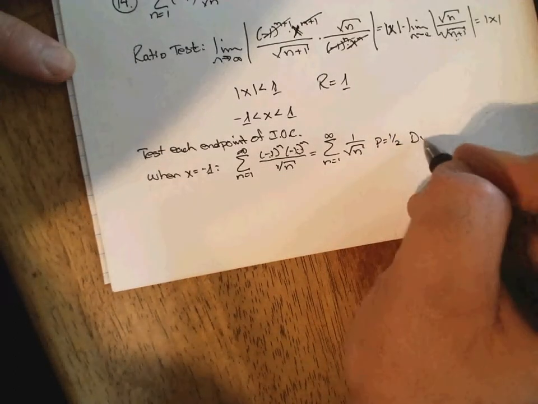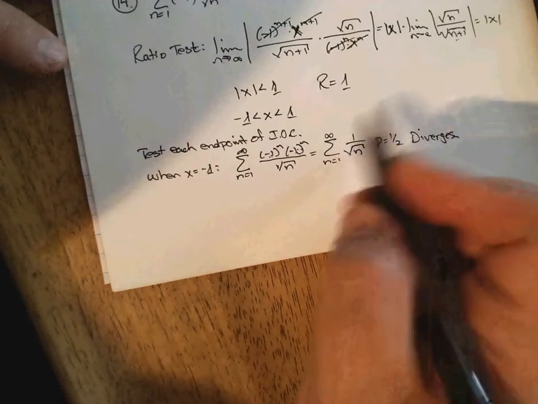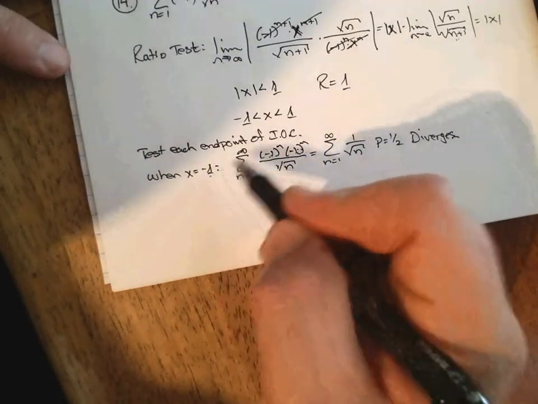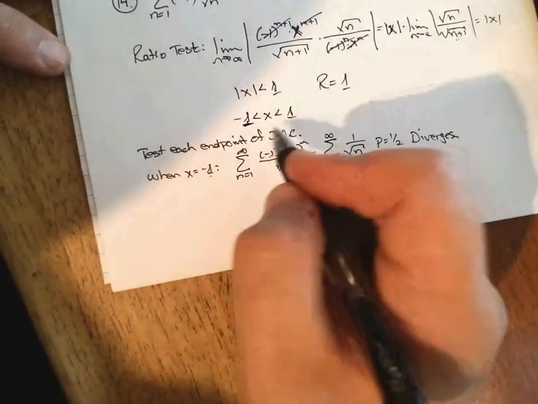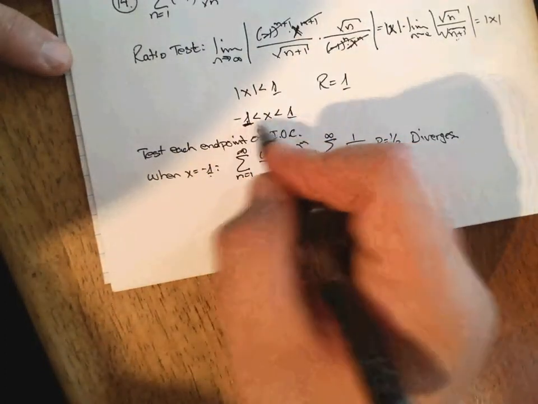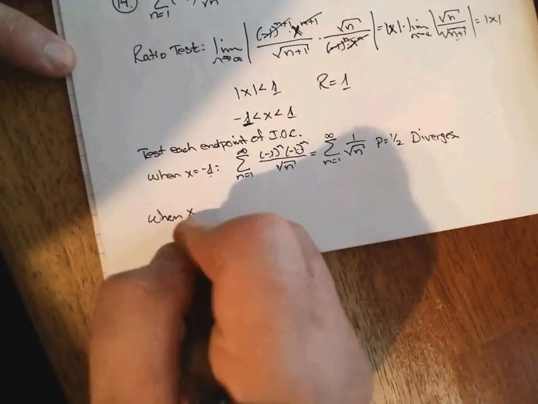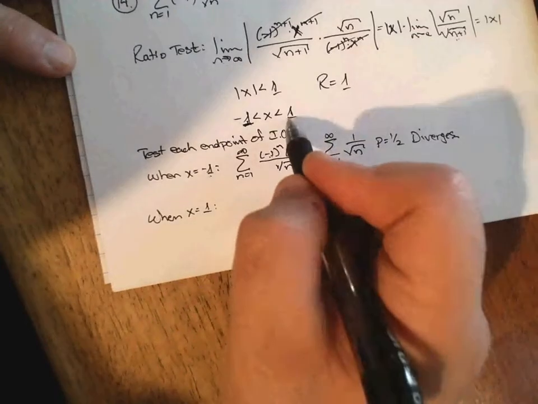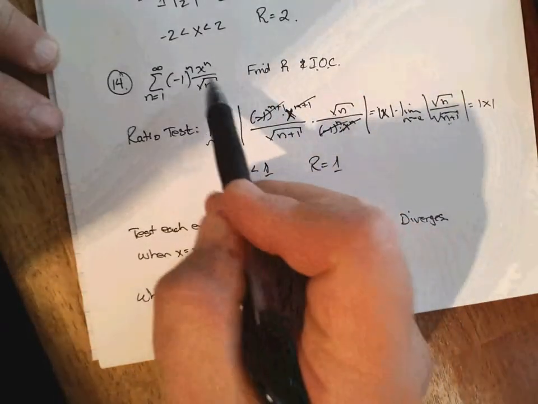And so tell me, what does this series do? Well, this is a p series with p as a half, so that diverges. And since that diverges, that means when x is equal to negative 1, we have divergence in this interval of convergence. We do not include negative 1 as part of the interval of convergence. What about when x is positive 1 at the other end of the interval?